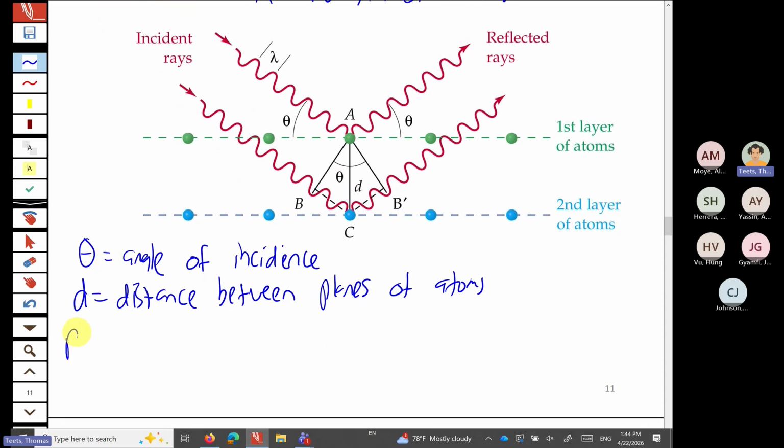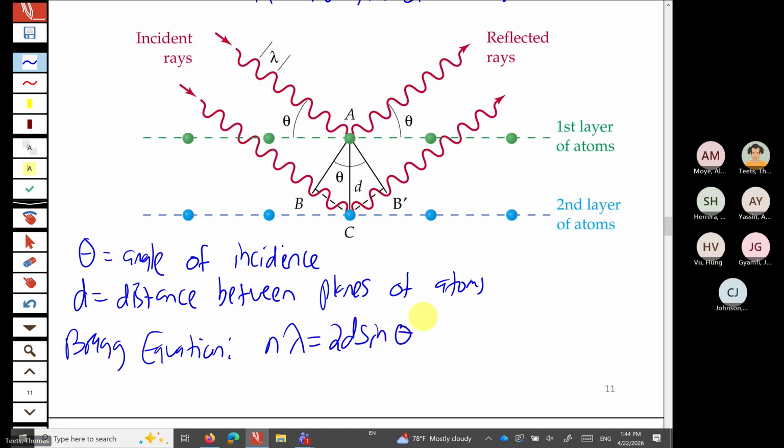But the Bragg equation, which we won't really ask you to use, but we want you to be a little bit familiar with in terms of how this technique works, is given as such: n lambda equals 2d sine theta, where n is some integer value. So you can get first order diffraction when n is 1, second order, and so on.